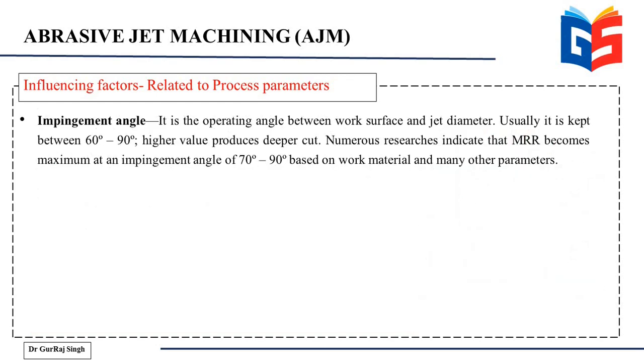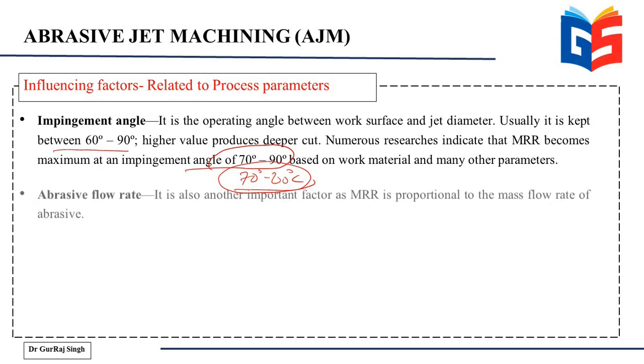Then comes the impingement angle. It has been discussed earlier that it can be varied between 60 to 90 degrees, but the best results are usually obtained between 70 to 90 degrees, or rather we'll say 70 to 80 degrees is the best range of the impingement angle.